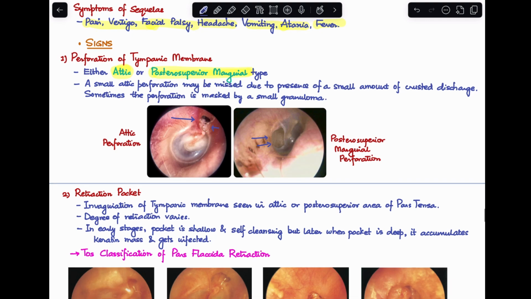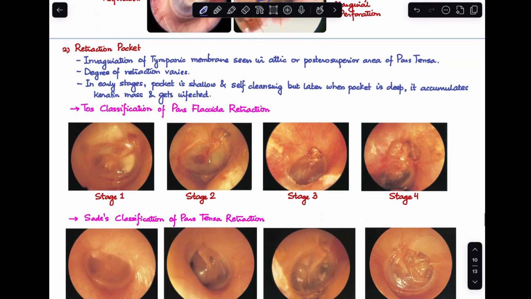Second, we'll see a retraction pocket. Now, retraction pocket is a whole different discussion. There are two classifications that you need to know, the Tos and Sadé classification for pars flaccida and pars tensa retraction. I'll be discussing this in a separate video.